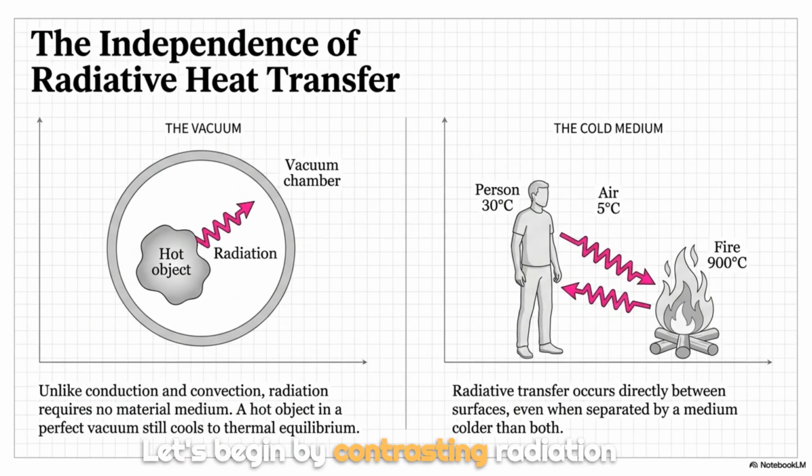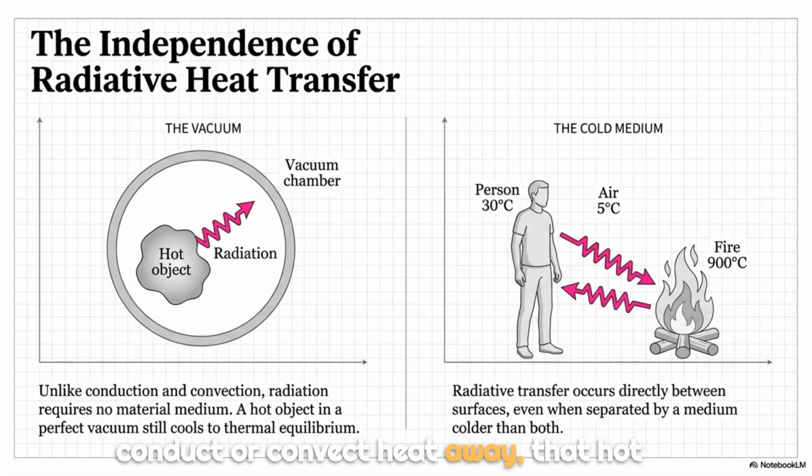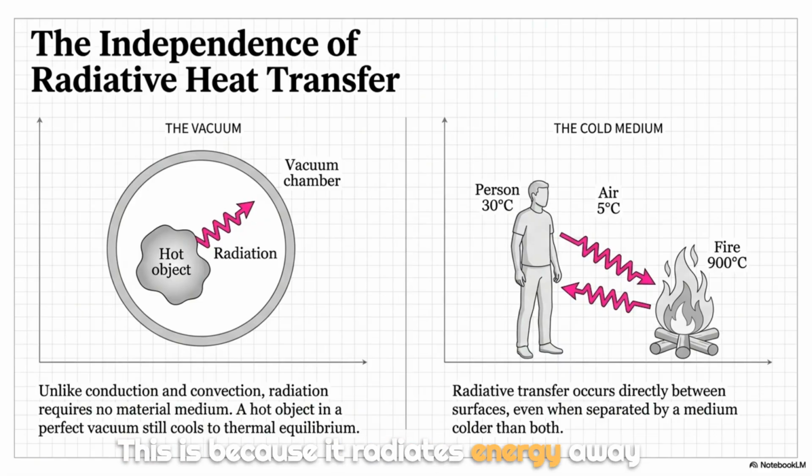Let's begin by contrasting radiation with conduction and convection. The single most defining characteristic of radiative heat transfer is its total independence from a supporting material medium. If you look at the left half of the slide depicting a vacuum chamber, you see a hot object suspended in a perfect vacuum. Even without a single molecule of air to conduct or convect heat away, that hot object will still cool down until it reaches thermal equilibrium with its surroundings. This is because it radiates energy away in the form of electromagnetic waves.